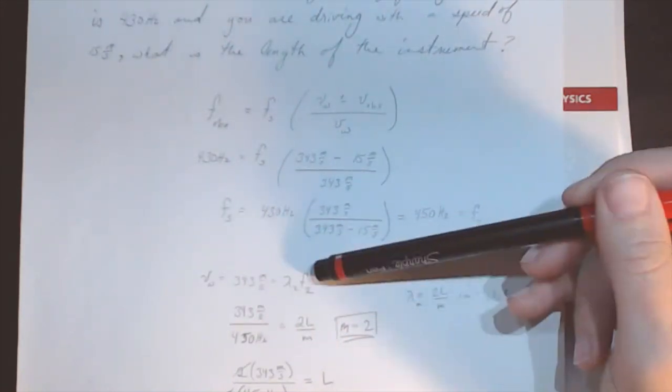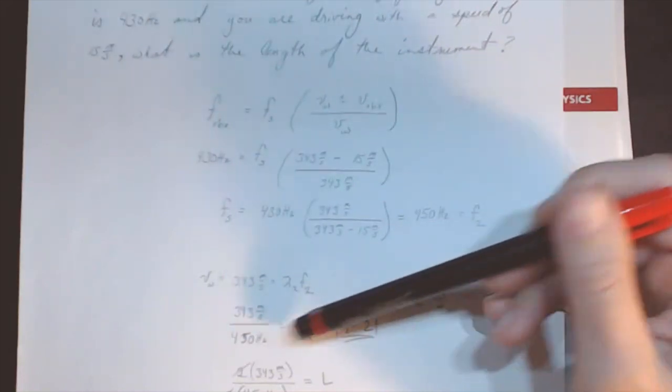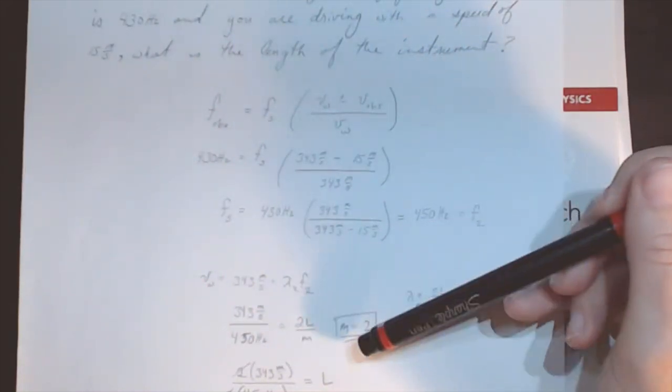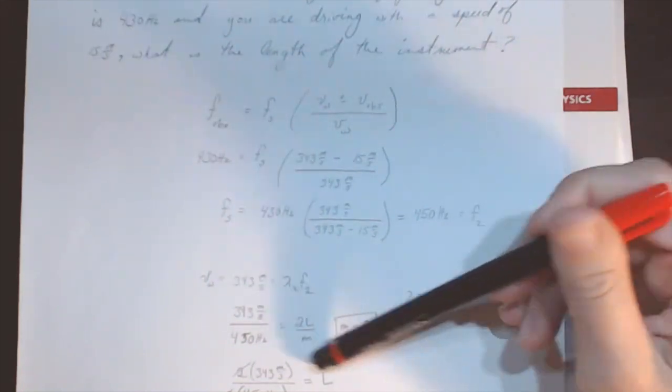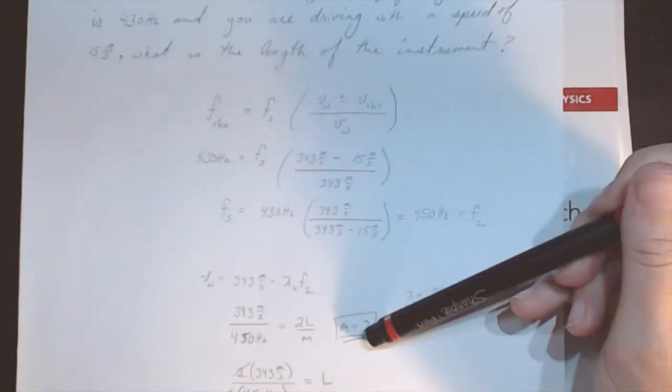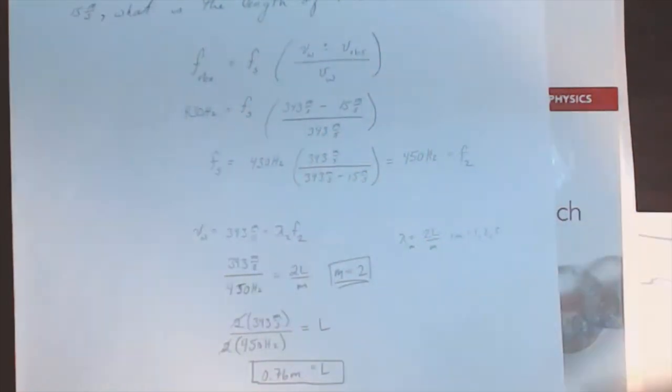I'm going to use this relationship and plug in my f for my f_2 and solve for L. I'm plugging in m equals 2 because it was a second harmonic. Solve for my L, and then I get the length of my instrument.